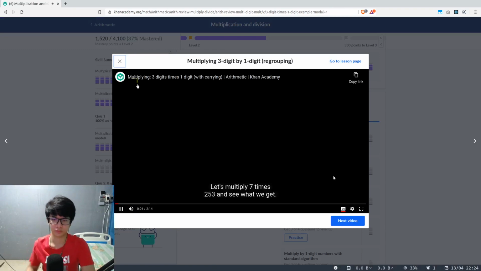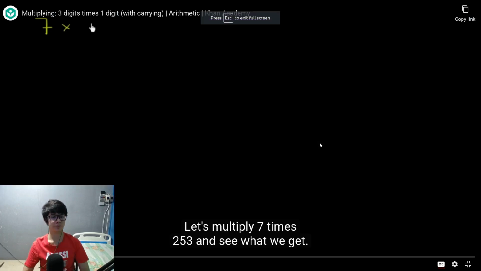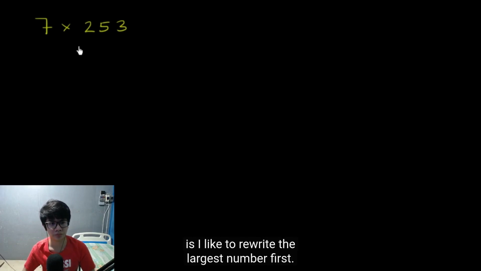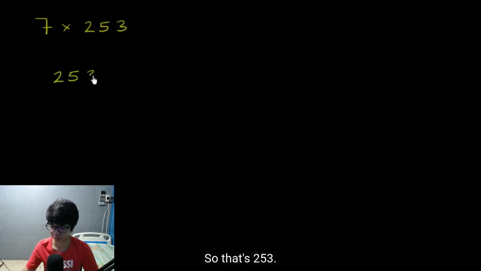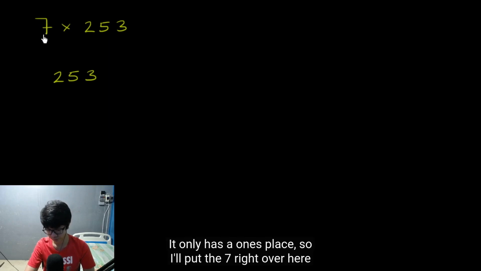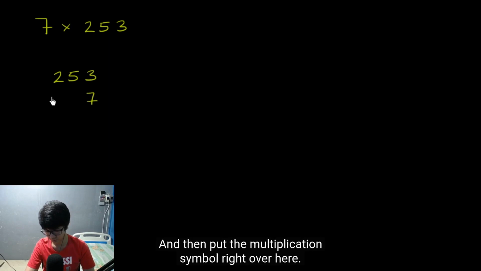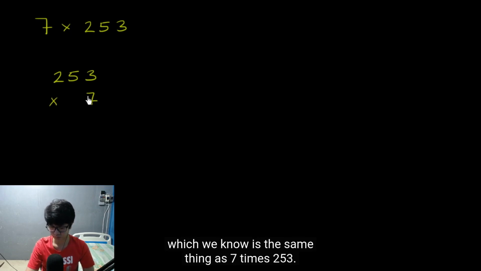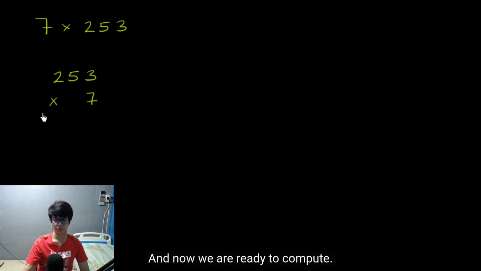Let's multiply 7 times 253 and see what we get. So just like in the last example, what I like to do is rewrite the largest number first, so that's 253, and then write the smaller number below it and align the place value. The 7 only has a ones place, so I'll put the 7 right below the ones place in 253, and then put the multiplication symbol right over here. So you could read this as 253 times 7, which we know is the same thing as 7 times 253. And now we are ready to compute.